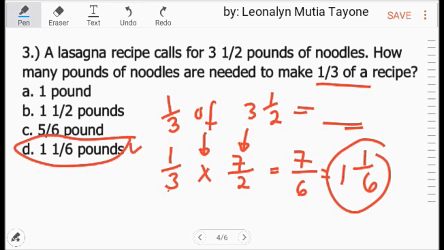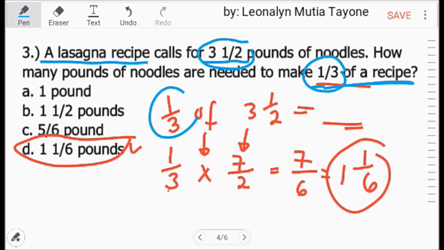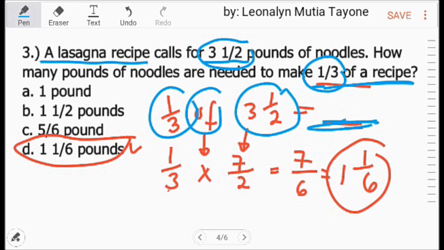Uulitin ko para mas lalo maintindihan. Ang isang recipe daw, kailangan ng 3 and 1/2 pounds of noodles. Ngayon, hindi siya buo, bali 1/3 lang ang gagawin niya. So, 1/3 of 3 and 1/2. Yan na yung sagot. Ito na yung answer natin, 1 and 1/6.